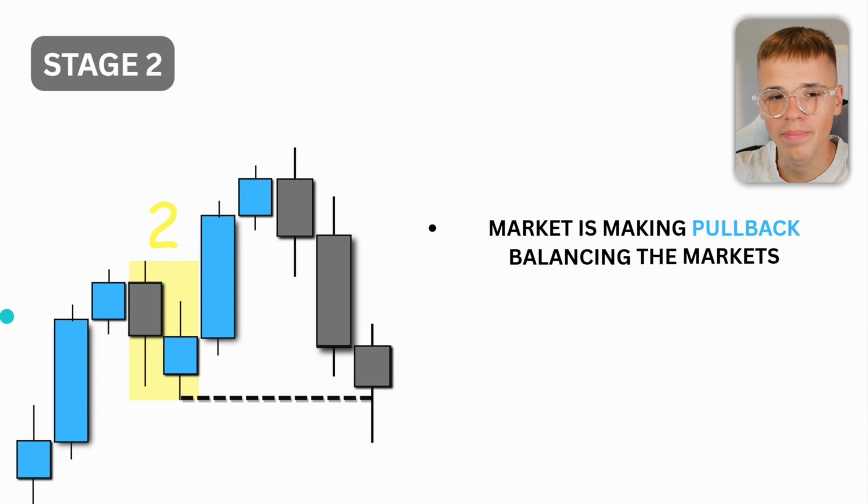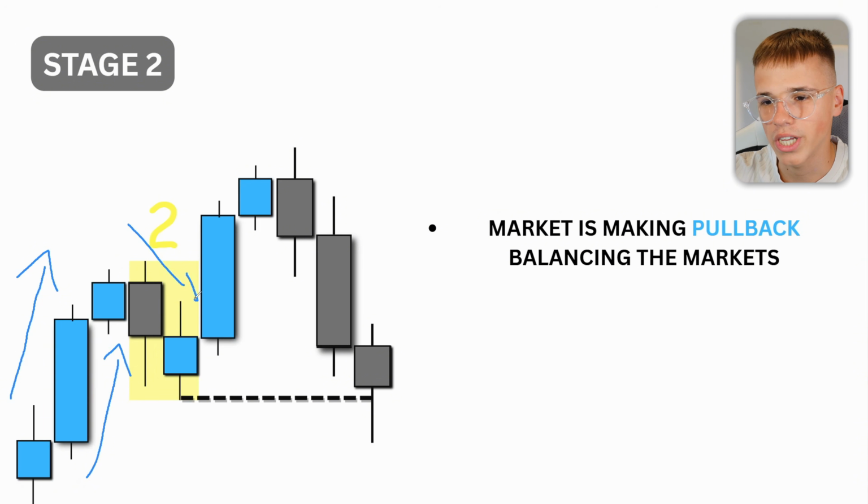Stage number 2 is basically the market creating a pullback and balancing the market. There is something specific about all markets in general, crypto, indices, forex, whatever you want. Every single one of them needs to rebalance sometimes. And if we are creating, let's say, a strong, nice push to the upside like this, the market needs to have some kind of correction phase, or stage 2 as we call it, and that is called the correction stage.